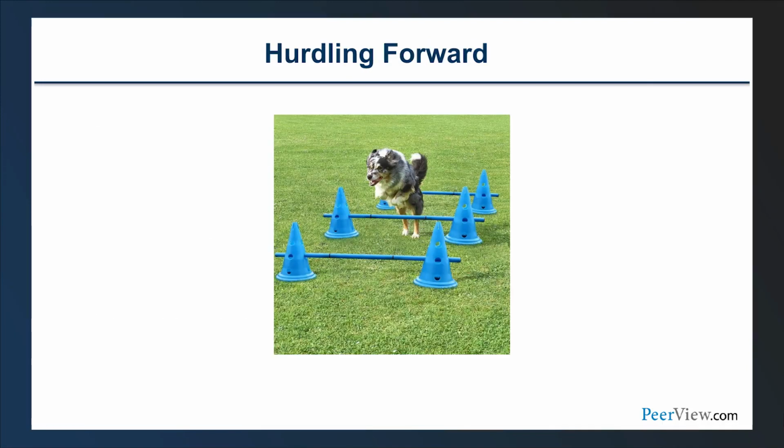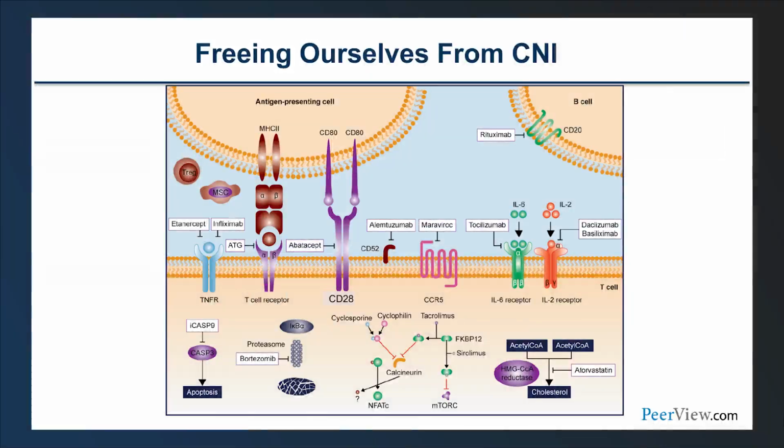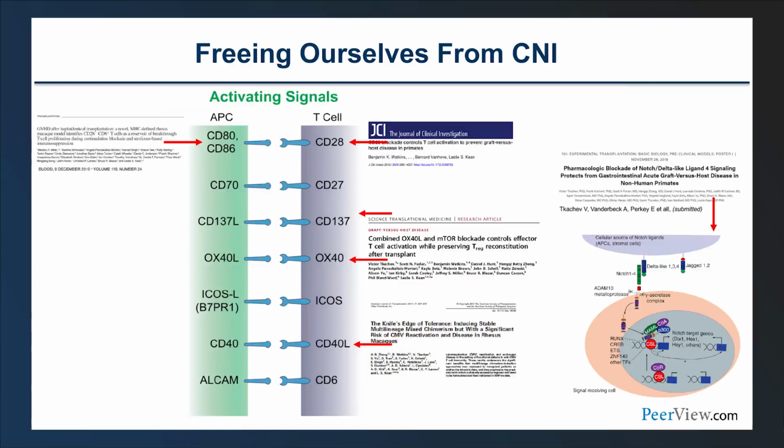And so let's just talk a little bit about how we hurdle forward. As I said, there are lots of other agents being studied as well. And remember that all of the strategies we use at this point still include TAC, and we're trying to free ourselves. I'll just show you a few studies that have come from my lab, and there are many others from other labs, really looking at different co-stimulation blockade agents. And I think the future is here, and there's going to be some new trials coming up here.